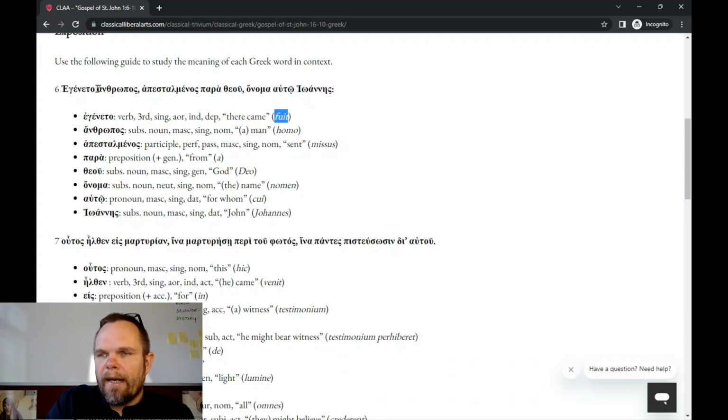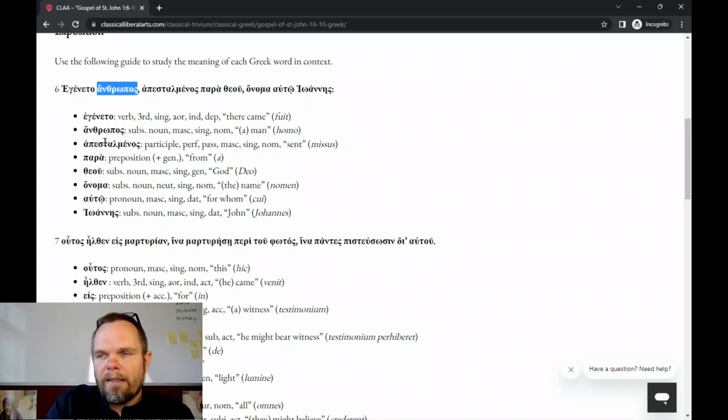Next we have the noun anthropos. In English we have the word anthropology, which is the study of man. Anthropology, or anthropomorphic, means to take the form of a man. So anthropos means man. Egeneto anthropos. There came a man.